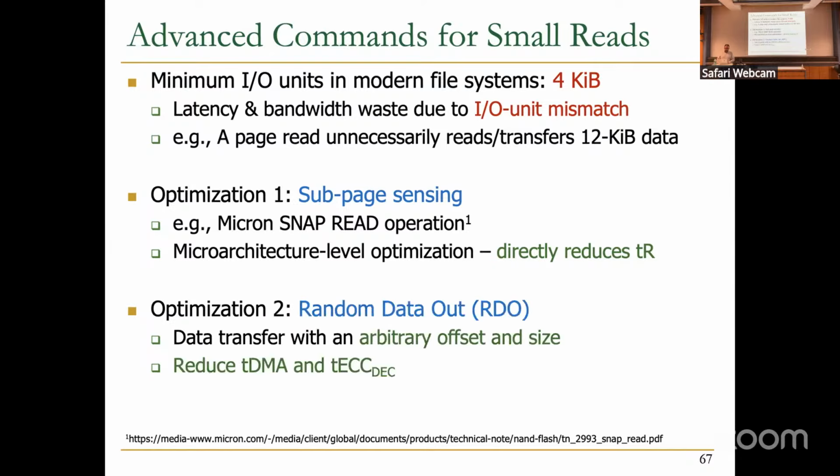Another optimization is random data out. Assume that you read the 16 kilobytes and you have it in the page buffer. Then you don't need to send all 16 kilobytes out of the memory. You can just send an arbitrary offset and size from that page buffer, which reduces the latency of transferring and also the ECC decoding, essentially.